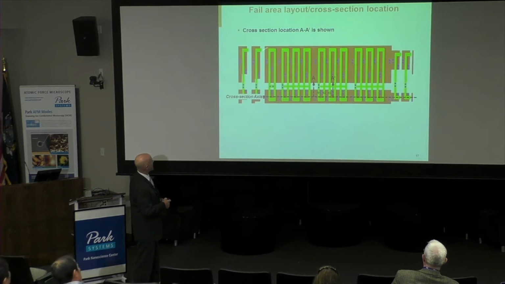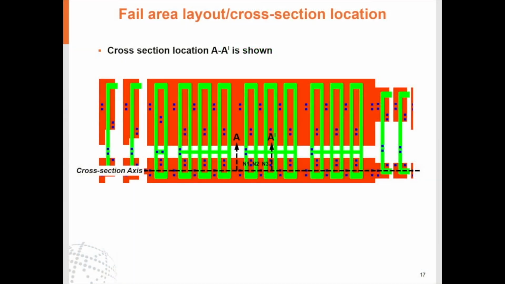This is the design data, basically showing what the devices were, and here we are, N1, N2, and N3. There were 3 N-channel FETs that were leaking, all in the same location. So what we decided to do is look at these cross-sectionally using scanning capacitance microscopy. So here are the dopant profiles of N1, N2, and N3.